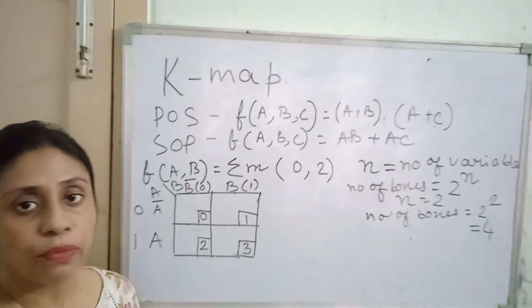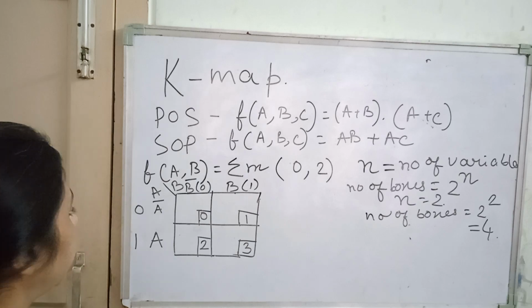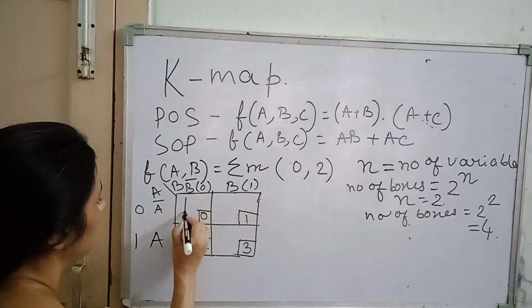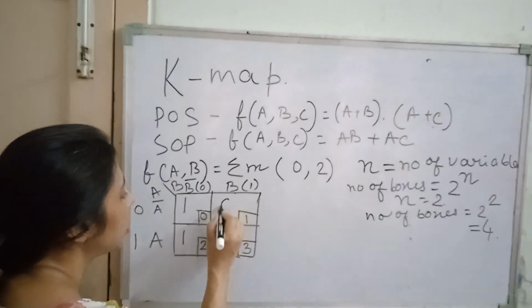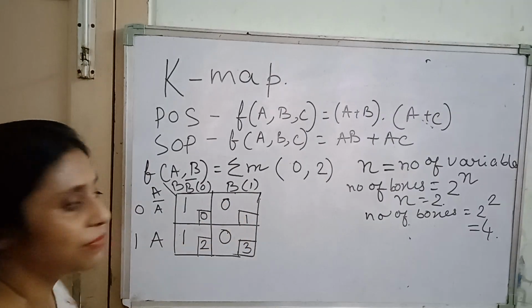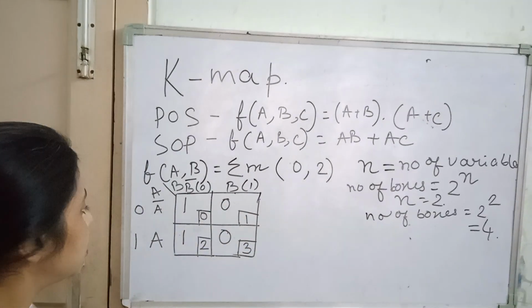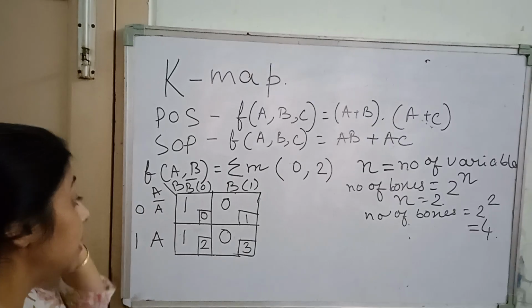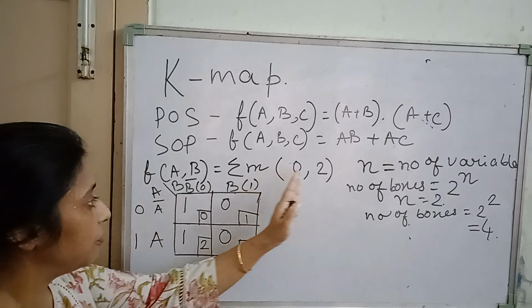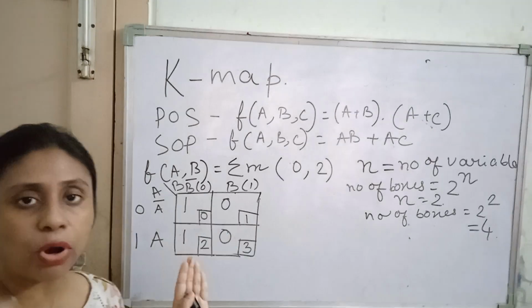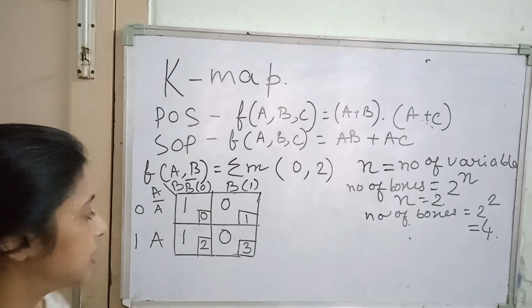Those boxes will have 1. So 0 and 2 will have 1. Rest all other boxes will have 0. So this is our variable. We put our values in respective boxes according to the variables.